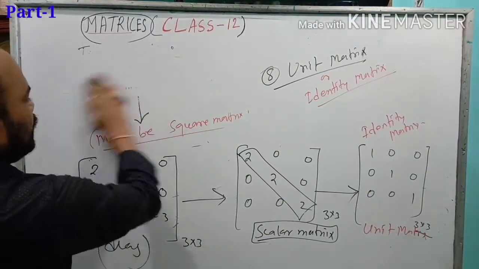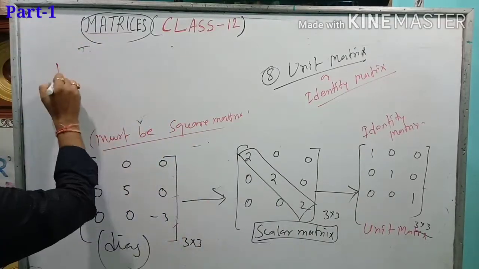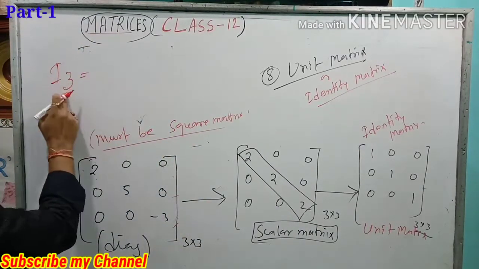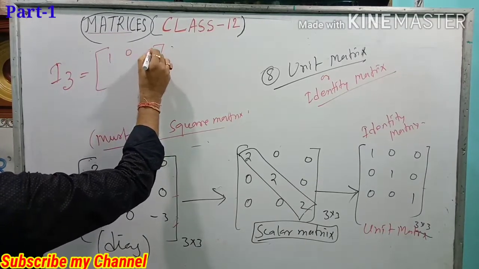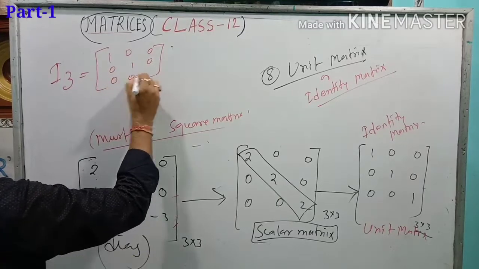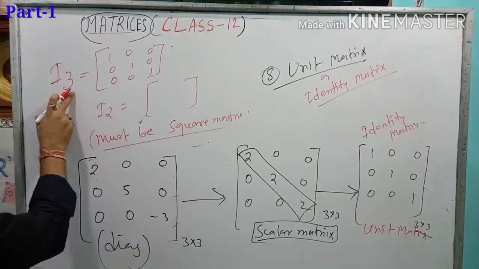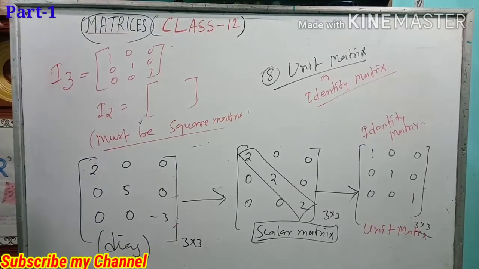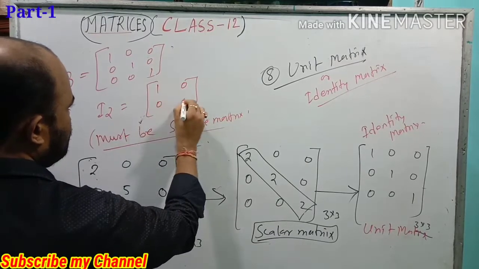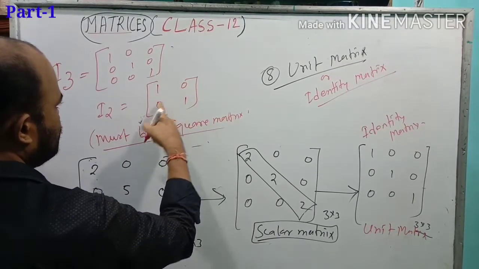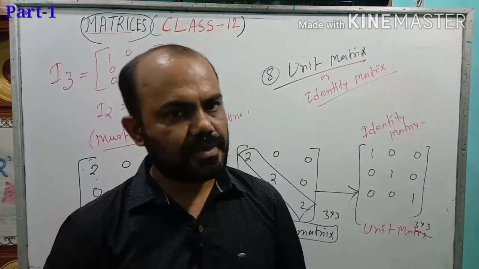So identity matrices may be of different types depending on their orders. For example, this is a unit matrix of order 3. This is written as I3, the identity matrix of order 3. What are the elements? 1, 0, 0, 0, 1, 0, 0, 0, 1. So what will be I2? I2 denotes the identity matrix of order 2, that is, the elements will be 1, 0, 0, 1. So these are the first different types of matrices.